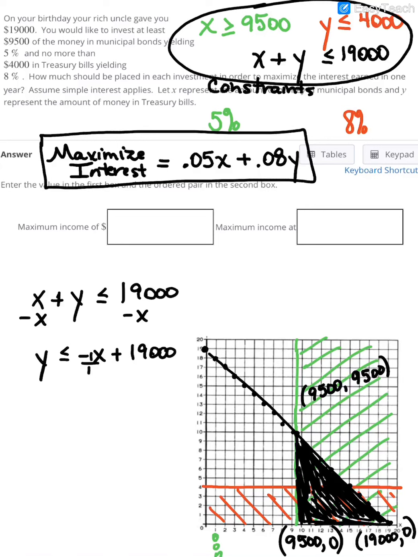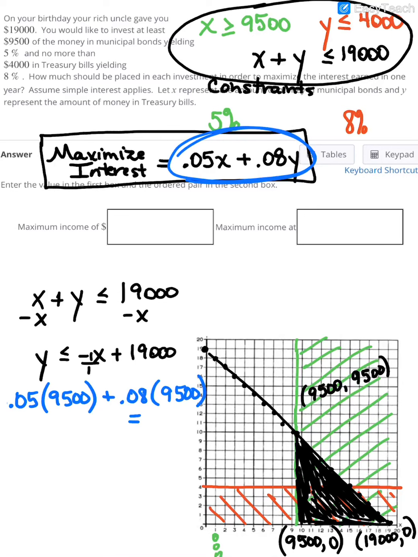Now, in order to find the maximum, we're going to take each corner point and plug it into this objective function that we talked about earlier. So when I take the 0.05 and multiply it by 9,500, and then I take the 0.08 and also multiply it by 9,500, that is going to give me a total of 1,235.